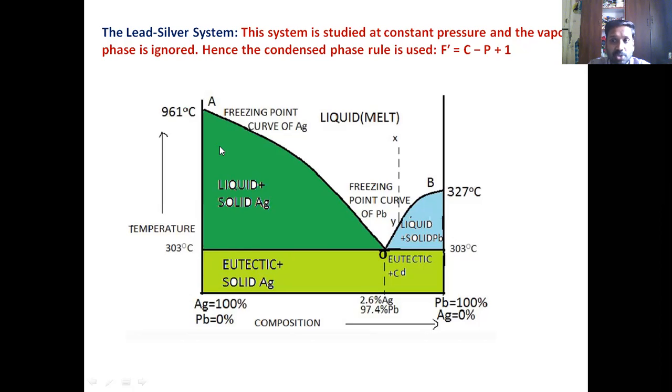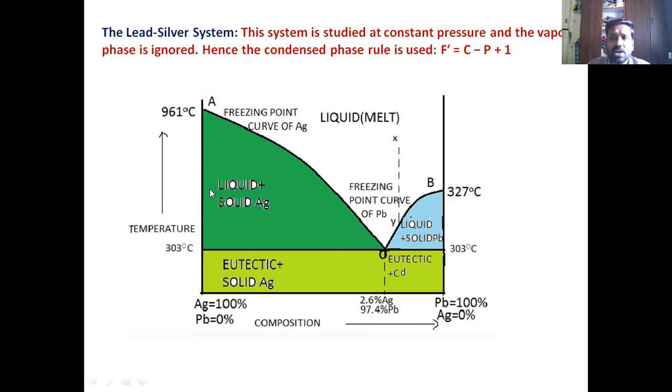You should get solid back, but it doesn't happen. You don't get a homogeneous solid containing 90% silver and 10% lead. Instead, from the liquid melt, solid silver comes out, precipitates out, and the remaining liquid will be enriched in lead.